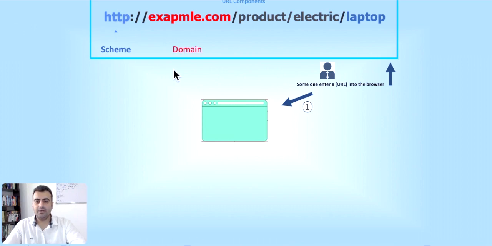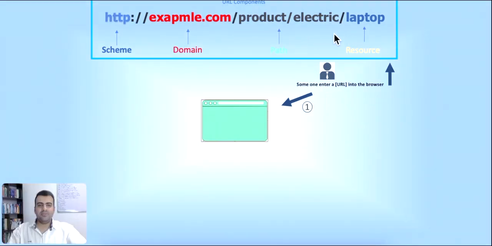The second one is a domain. In this example, our site is example.com, that is the domain name. The third part is path, and the fourth part is resource. The difference between these two is often not very clear. Just think of them as a directory and file system. Both of them together specify the resource on the server we want to load.